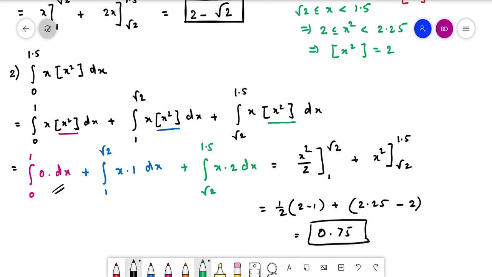In the next video, I will show how to calculate some more integrals that involve the function box x.